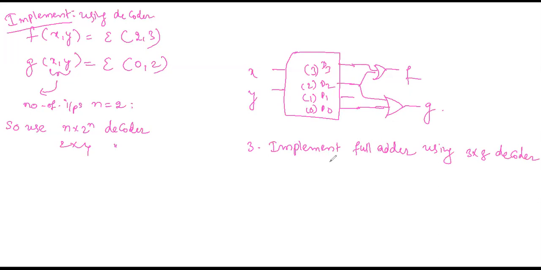You know the full adder expression, sum expression, Cout expression. First express sum in sigma form, Cout in sigma form. Already we have those expressions. Sum is equal to 1, 2, 4, 7. Cout is equal to 3, 5, 6, 7.